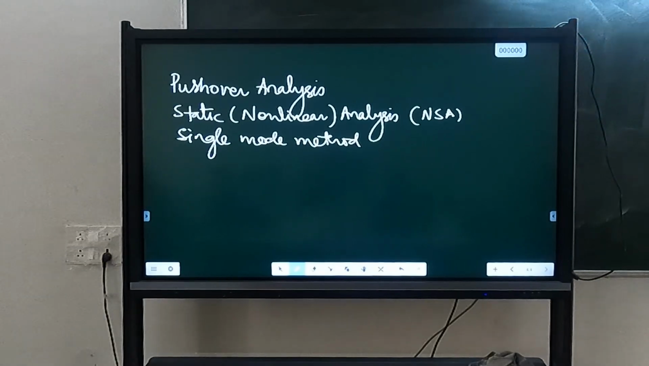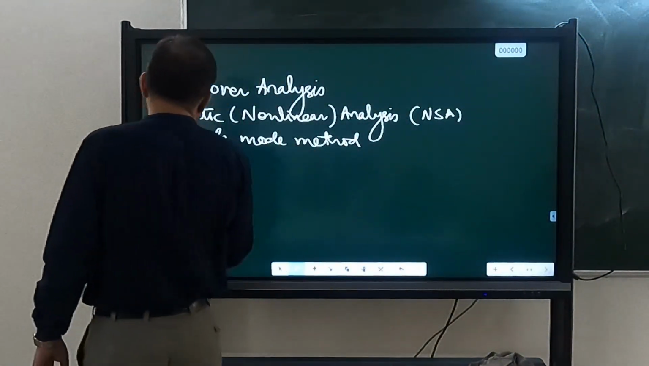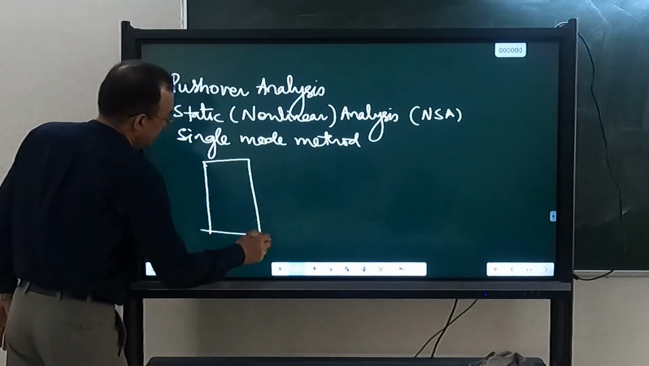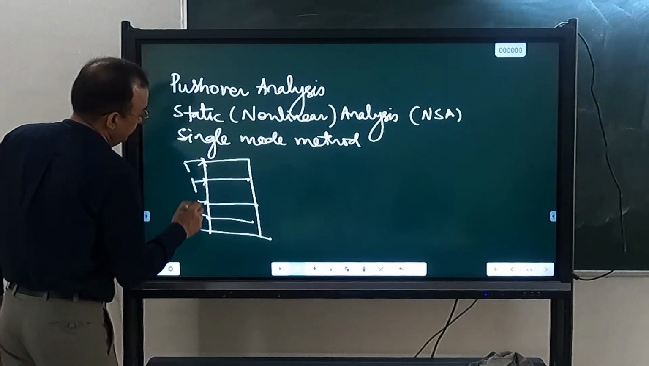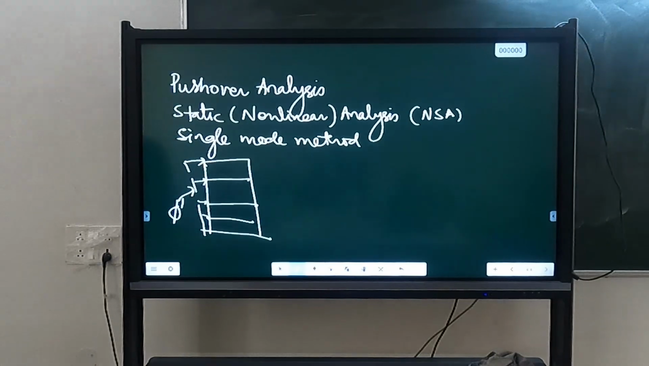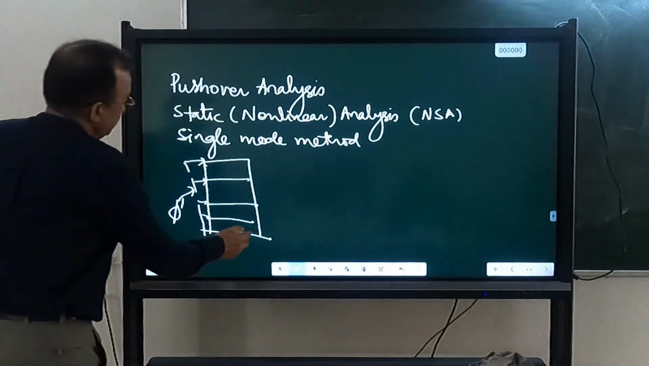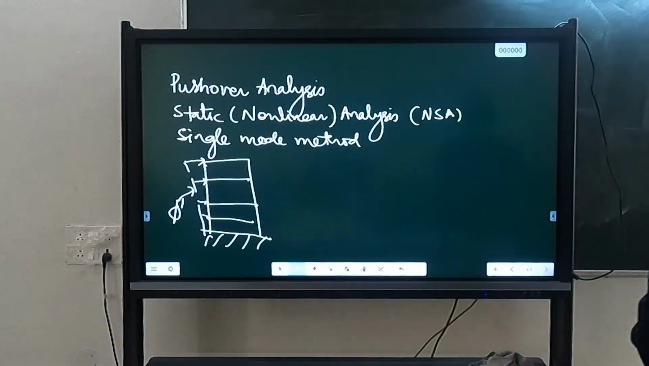And where have we considered this mode? In pushover analysis, where did we consider the mode? One is the conversion from multi-degree to single degree, whereas the initial pushover force when you have applied here is also proportional to the fundamental mode. So when you are performing pushover analysis, the lateral load distribution itself is proportional to the fundamental mode.